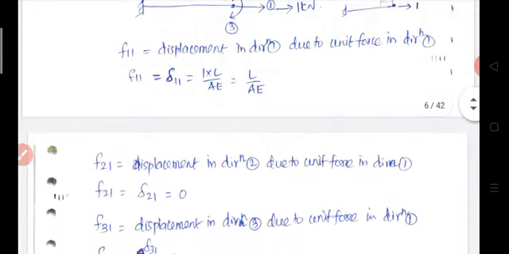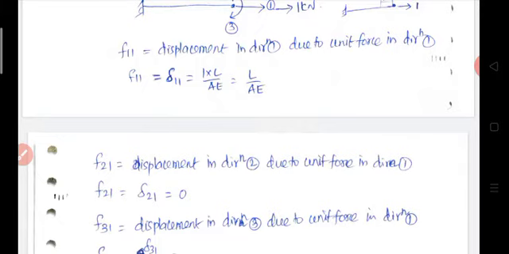Then F31 means the displacement in direction 3 due to unit force in direction 1. In this case the third coordinate is a moment-like coordinate, so we have to measure the rotation in the third direction. Since the beam is subjected to only axial force, there is no rotation at the free end. There is no transverse displacement and no rotation at the free end. Only axial deformation occurs. Therefore F11 is equal to PL by AE, where P is equal to 1.